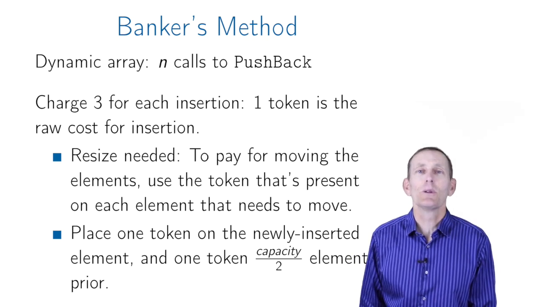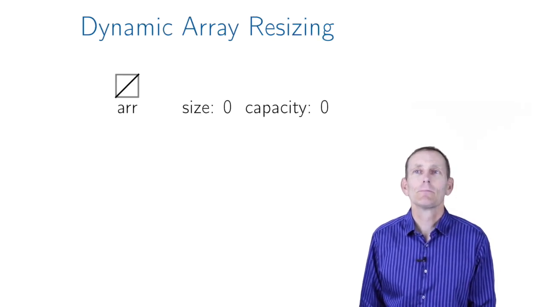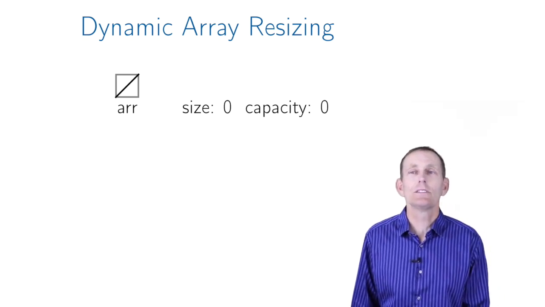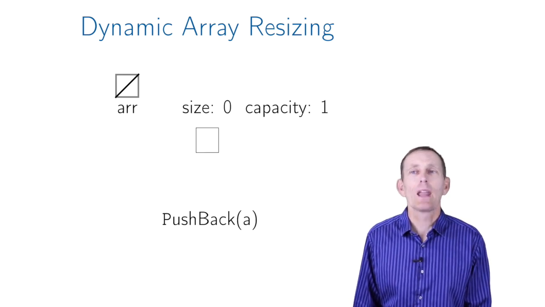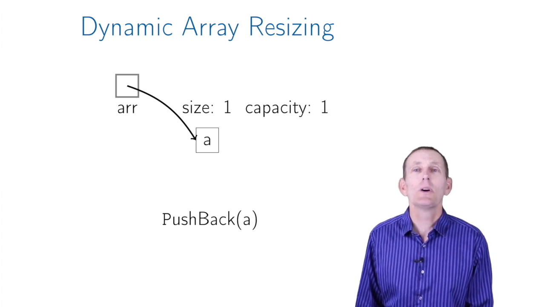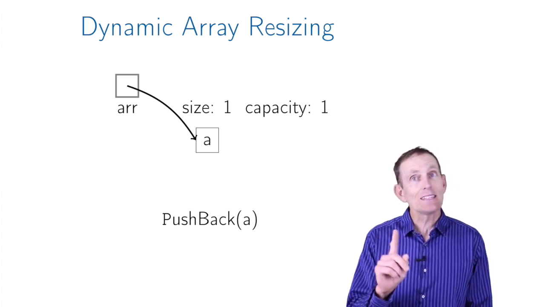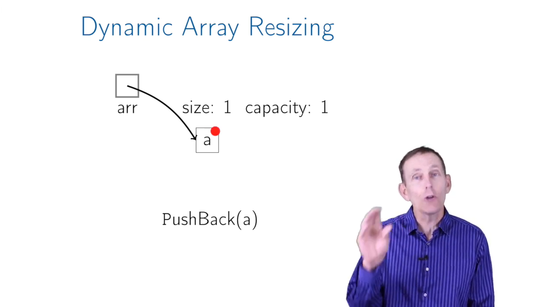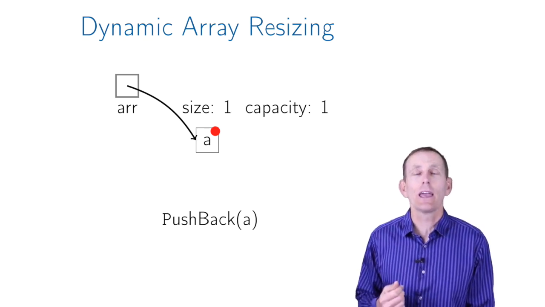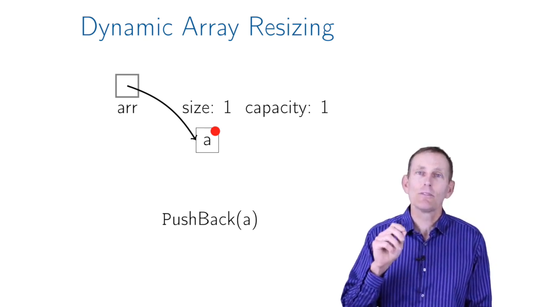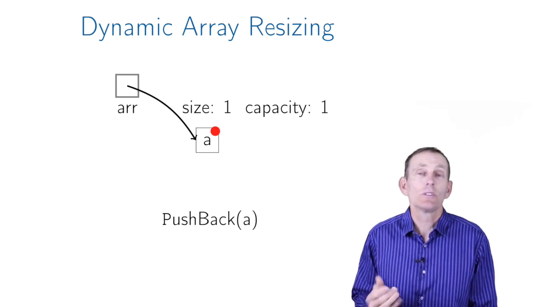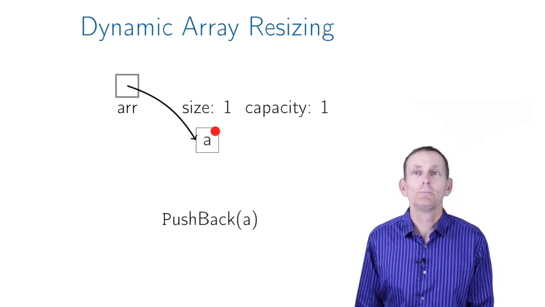It'll be easier when we look at a particular example. We have an empty array, and we're going to start with size 0, capacity 0. We push back A. What happens? Well, we have to allocate our array of size 1 and point to it, and then we put A into the array. And now we're going to put a little token on A. This token is what we're going to use to pay later on for moving A. In this particular example, for the very first element, there's no other element to put a token on, so we just waste that third token.